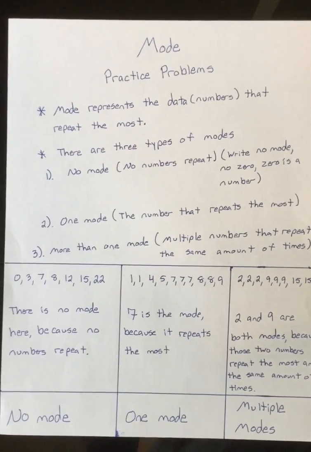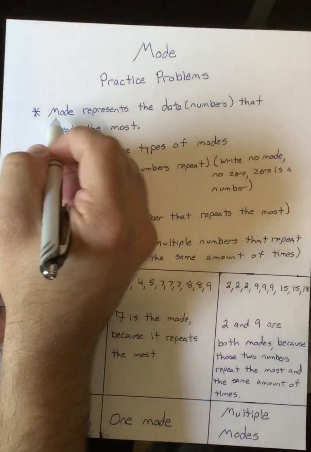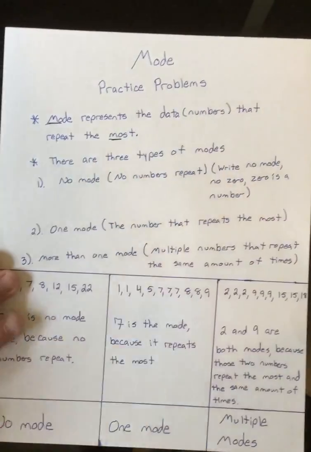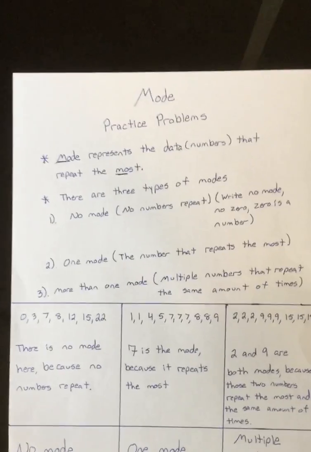This time we're going to do some mode practice problems. Now remember, the mode represents the data or the numbers that repeat the most. Notice how mode starts with MO, most starts with MO. There are three types of modes to remember.